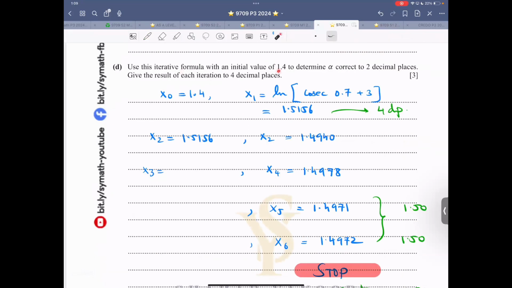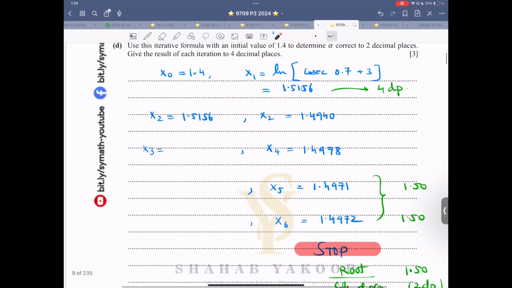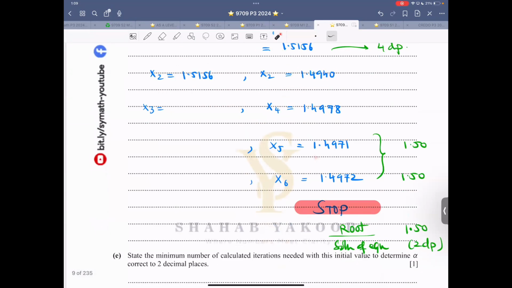Use the iterative formula. Initial value, they have given it themselves because they are not in the mood to take any risk. To give alpha correct to 2 dp, give the result of each iteration to 4 dp. This is the initial value. First plug-in is shown. This is working in 4 dp. Then this becomes the input. This is the output. Then this becomes the input. This is the output. And I think I just did one extra step. Otherwise, I can stop my working over here.